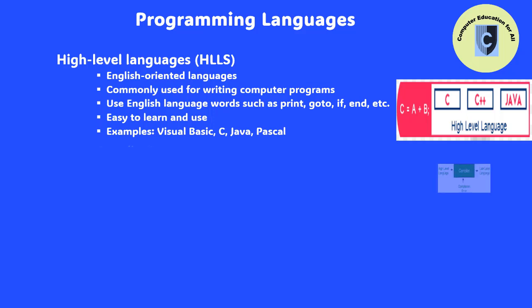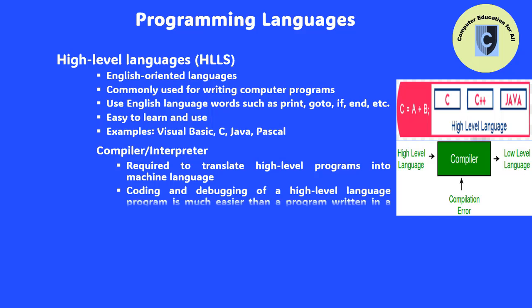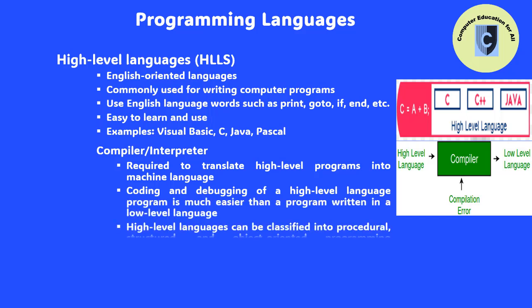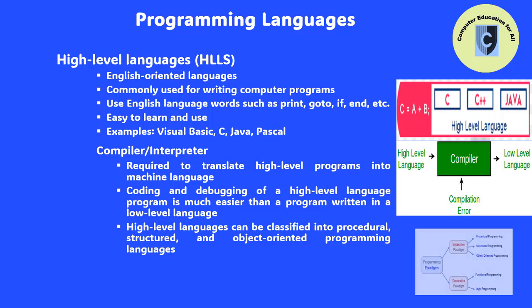A program known as compiler/interpreter is required to translate a high-level program into machine language. Coding and debugging of a high-level language program is much easier than a program written in a low-level language. High-level languages can be classified into procedural, structured, and object-oriented programming languages.